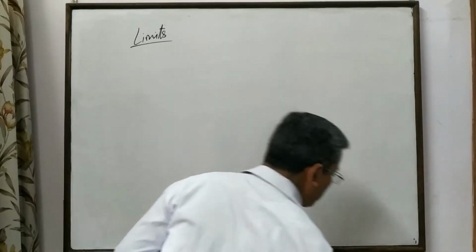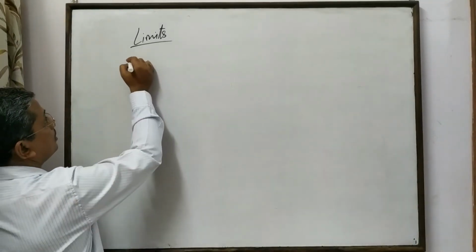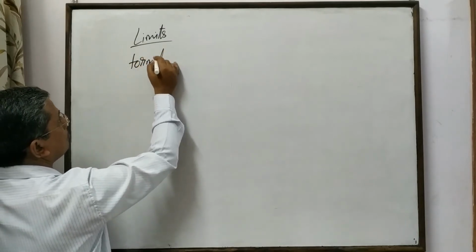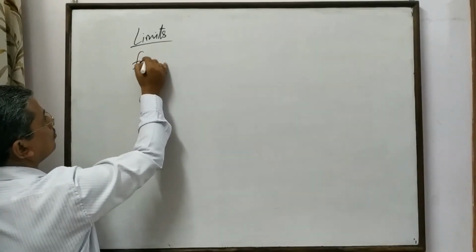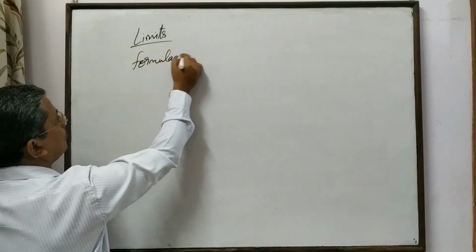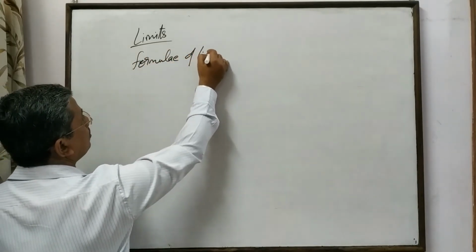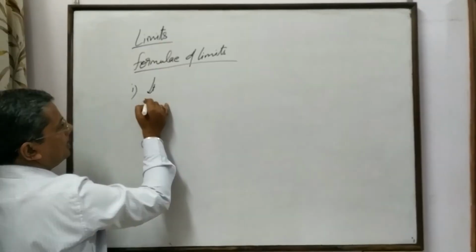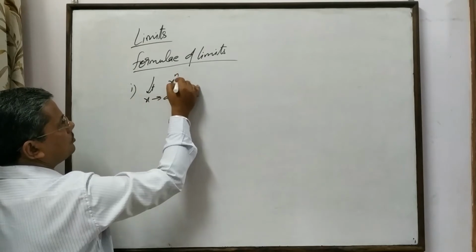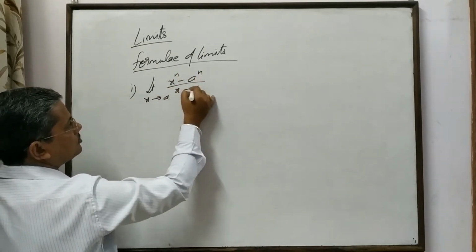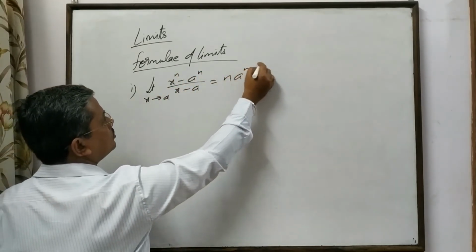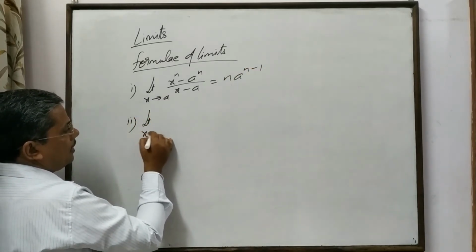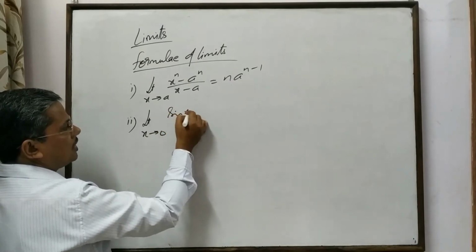Then we have formulae of limits. Very first formula, limit x tend to a, x raised to power n minus a raised to power n upon x minus a, is n a raised to power n minus 1. Second, limit x tend to 0, sin x upon x.